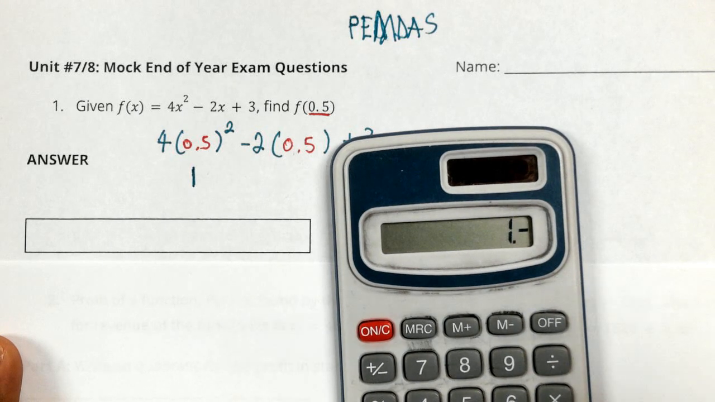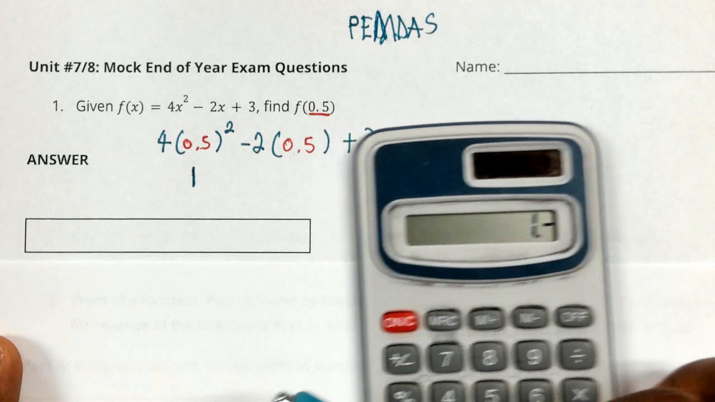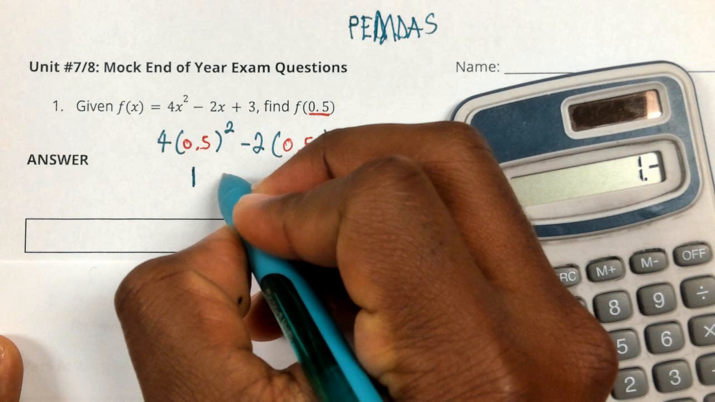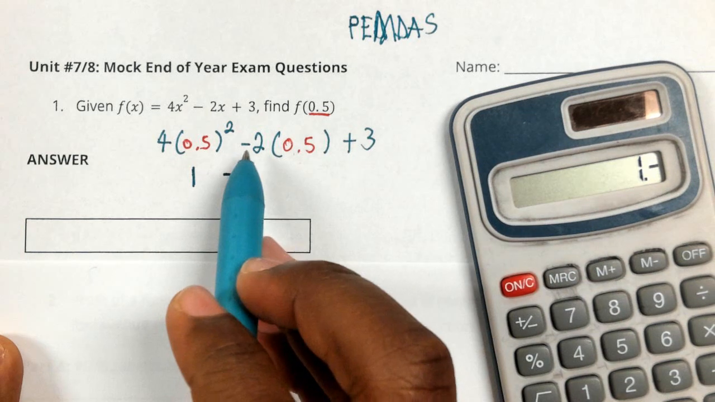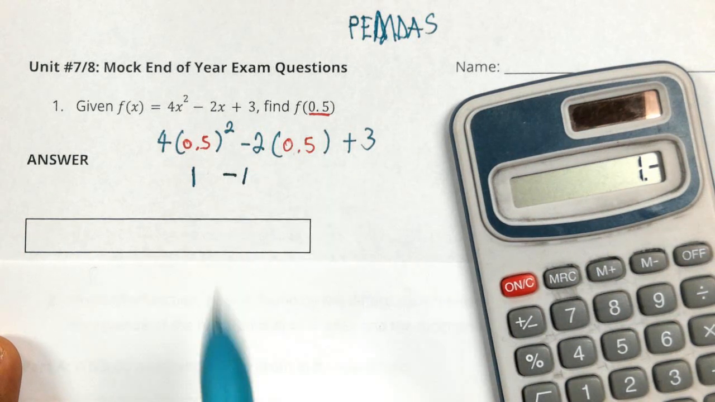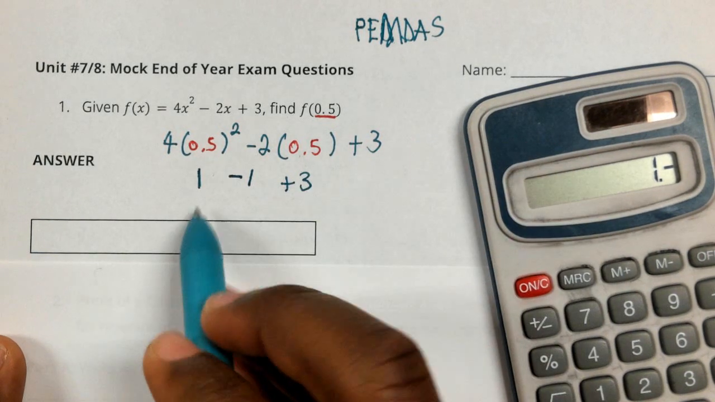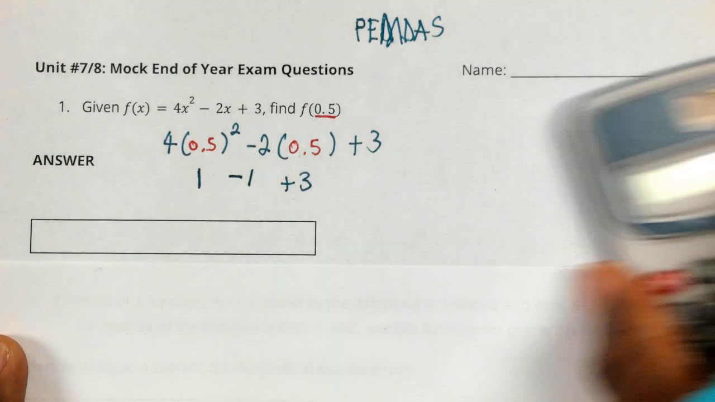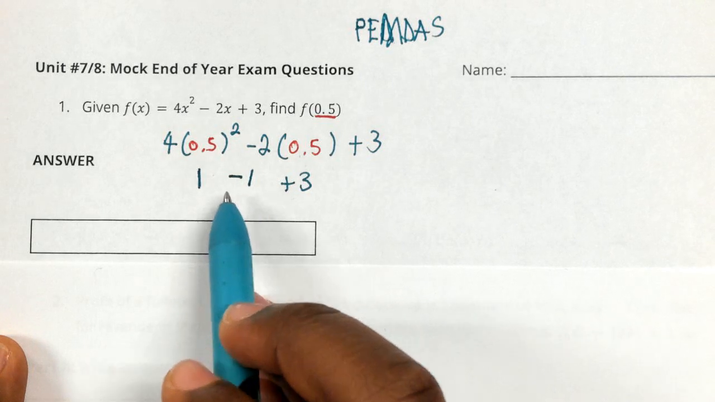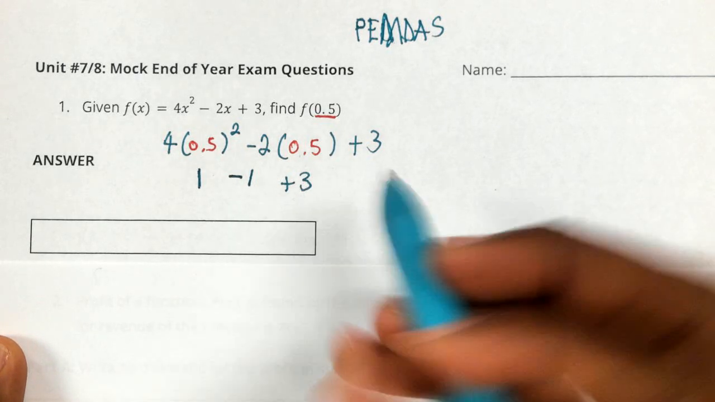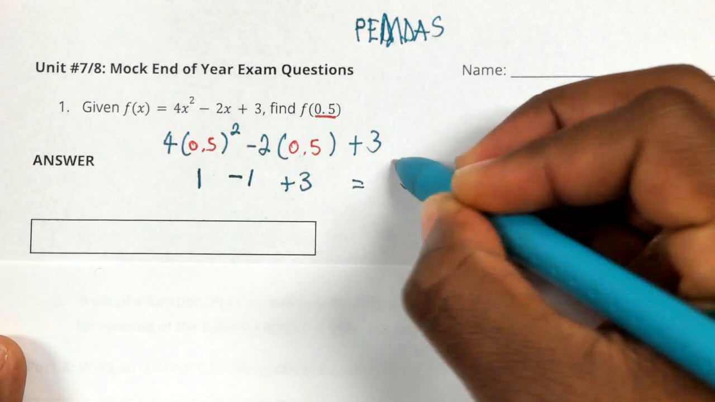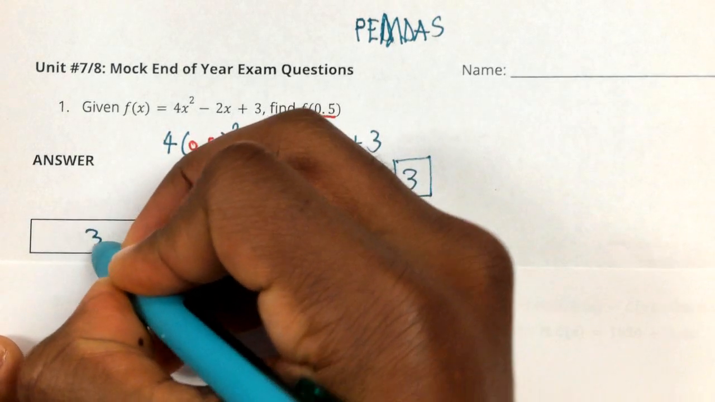Because if you double a half, you get a whole. So this would be a negative 1 because I multiplied a negative by a positive. And then the positive 3, I bring it down. So 1 minus 1 is 0, and 0 plus 3 is 3. So my answer for this is 3.